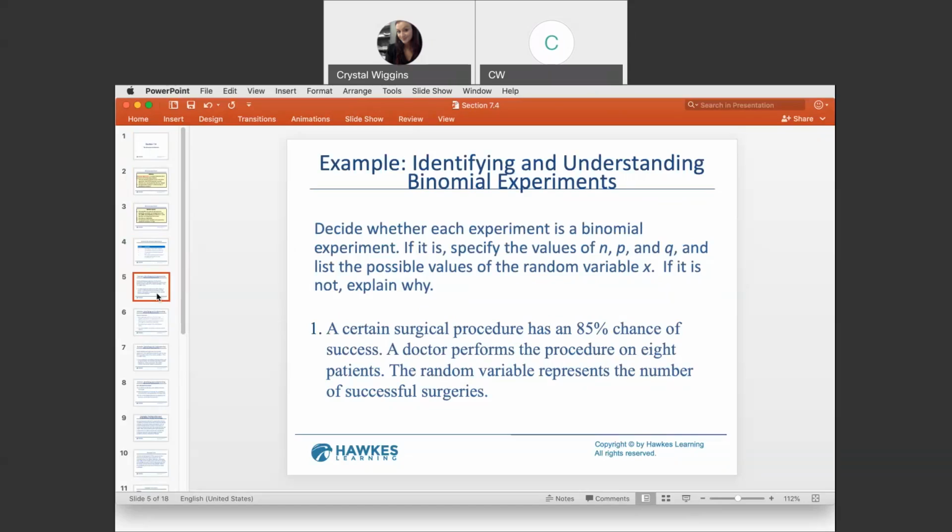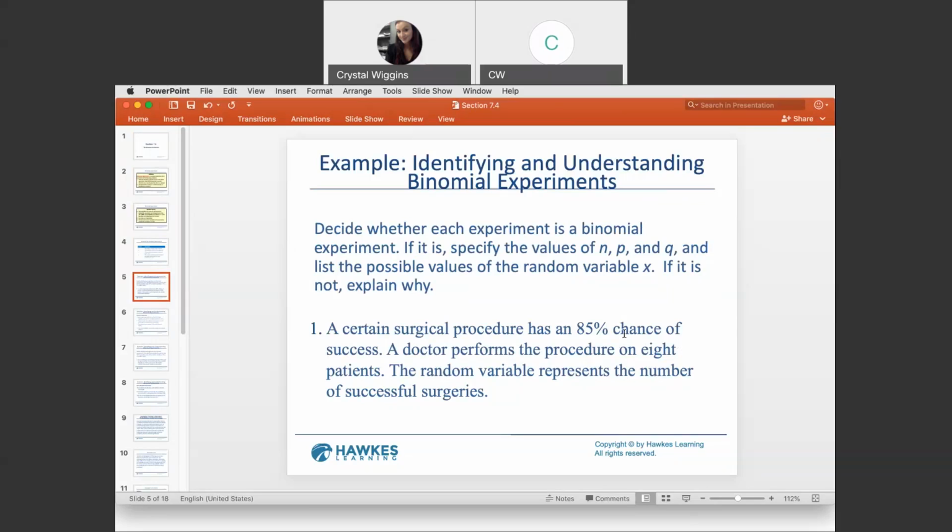Are there a fixed number of trials? Yes, we have 8 patients. N equals 8. Okay, good. Next, does the probability of success change from trial to trial? Well, we're saying that in general, the surgery has an 85% chance of success, and one patient's success or failure should not affect the next patient's surgery. So, yes, the probability of success remains consistent from trial to trial or patient to patient.